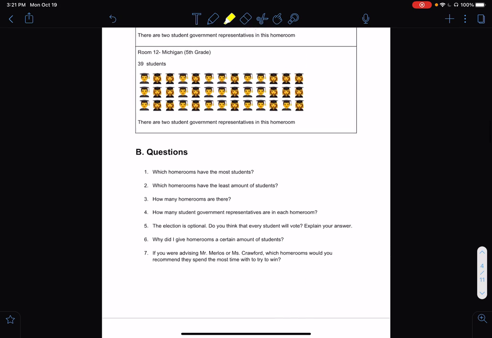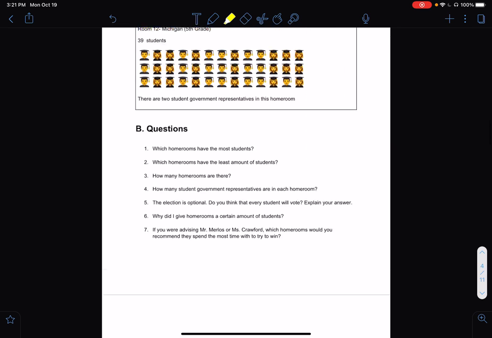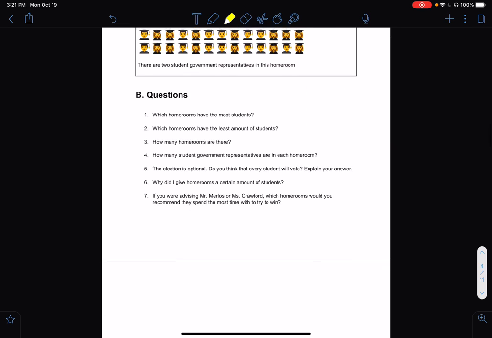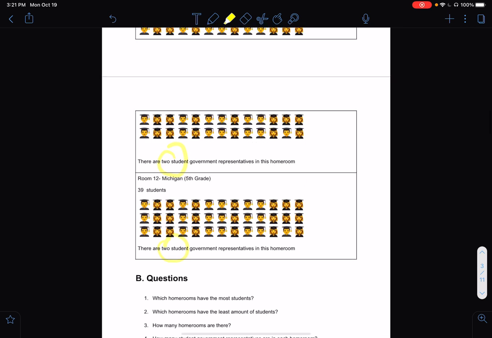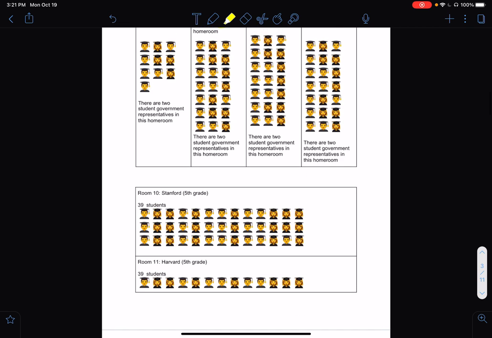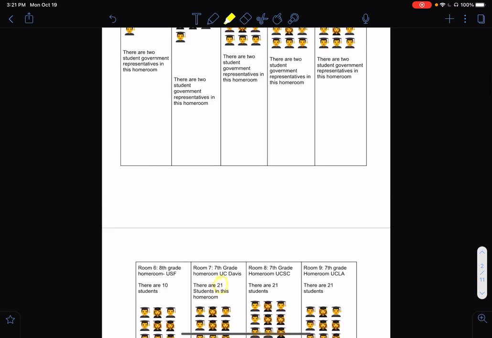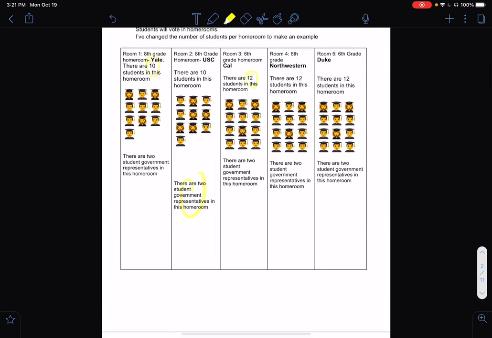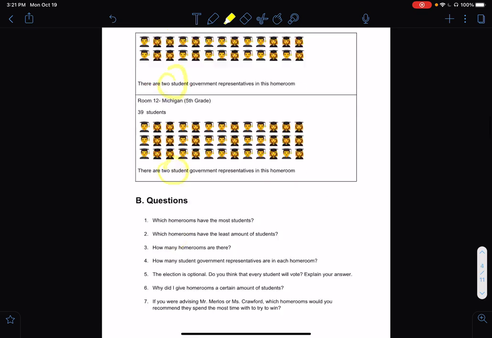How many homerooms are there? I think there are three. I think there's 12 homerooms. How many student government representatives does each homeroom have? Each homeroom has two representatives. Okay, two representatives, and those are going to be important later in the topic. Each one has two. Even if they're small, they still have two. The big ones have two, and the small ones have two.